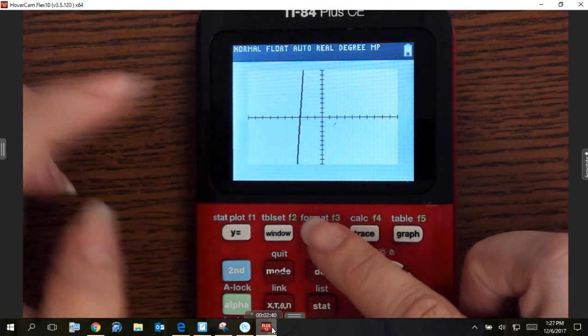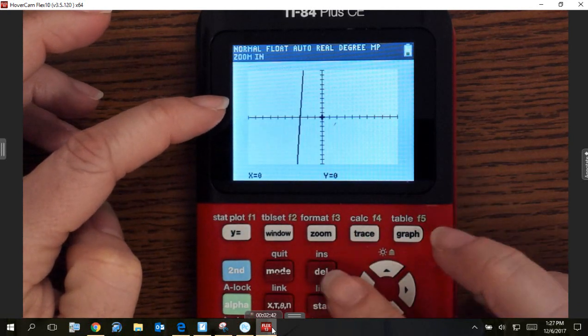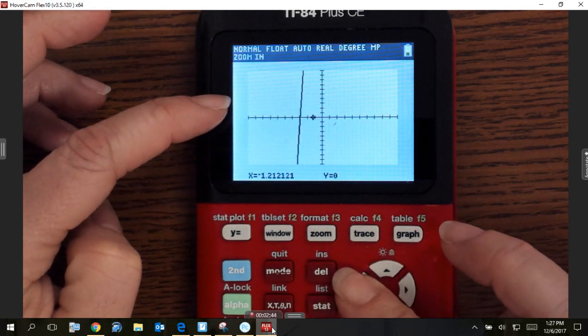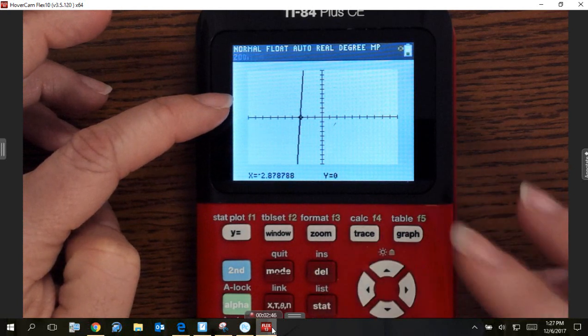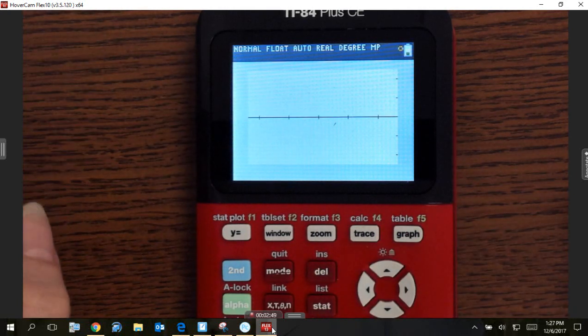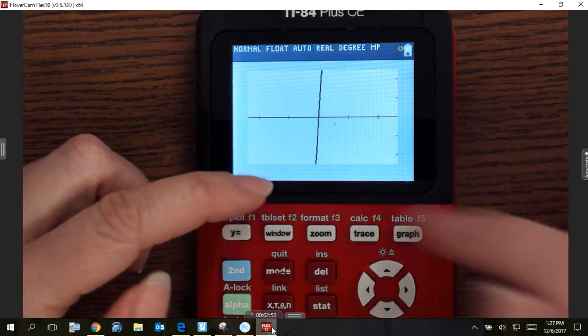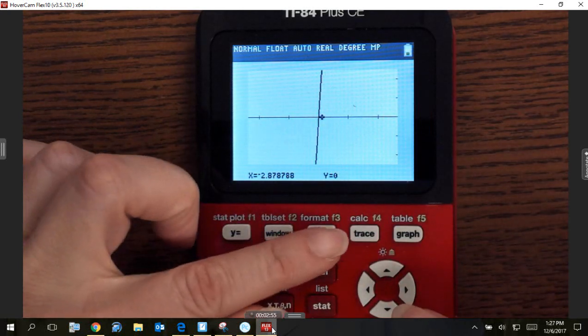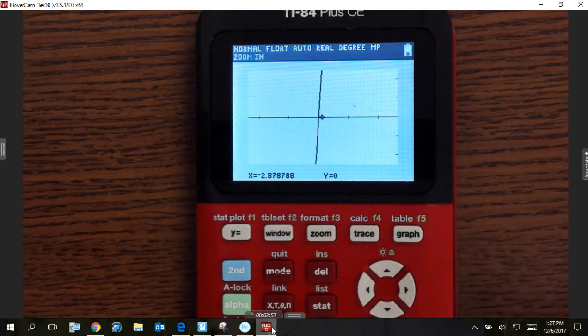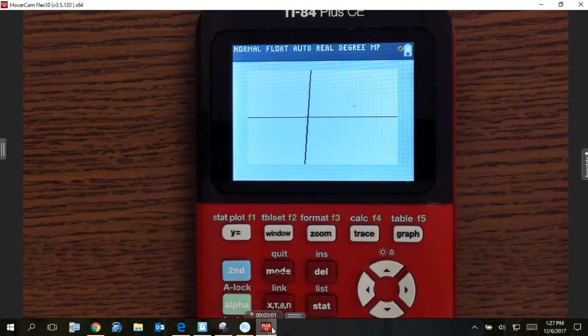So let me zoom in right there. I'm going to hit zoom, and then 2, and then I'm going to zoom in right around that spot. So I'll take this little cursor and go over there and enter. It doesn't look cubic. Let's try it again. No, it doesn't look cubic.